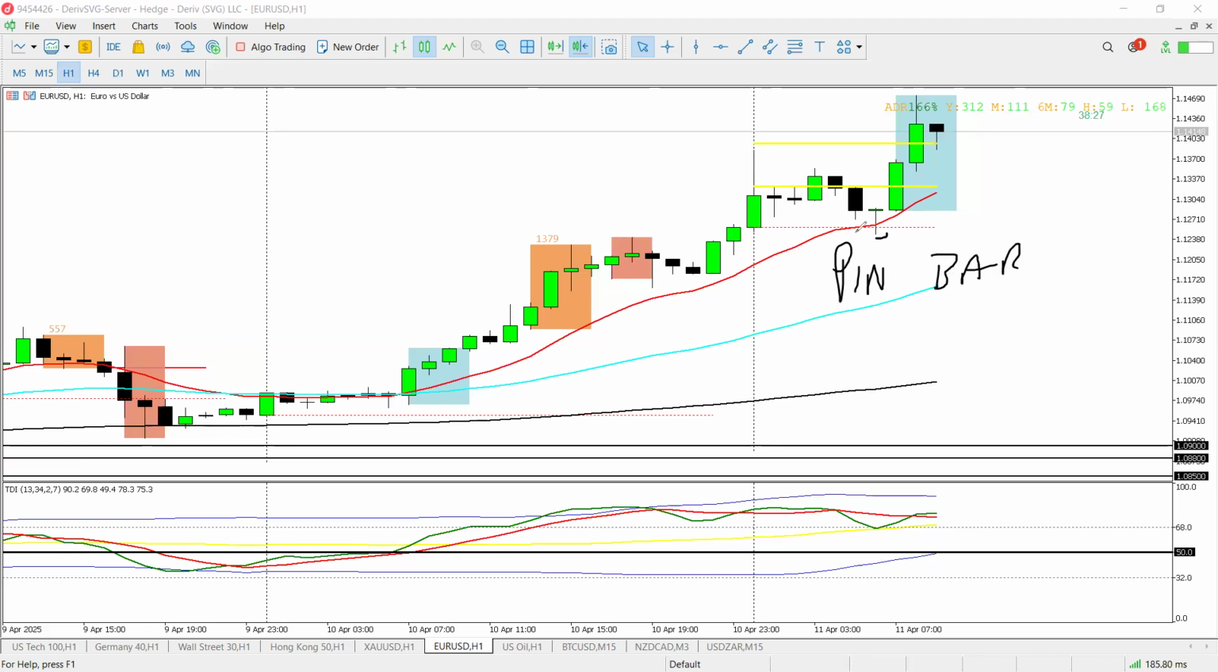You can see this actually happened just before our London session opened. So as soon as I saw this, my confluences were lining up, my price is trading above the yellow baseline, confirming a bullish move. And we had this bounce off the baseline, just confirming what I was already seeing. So that made me confident with this buy setup.